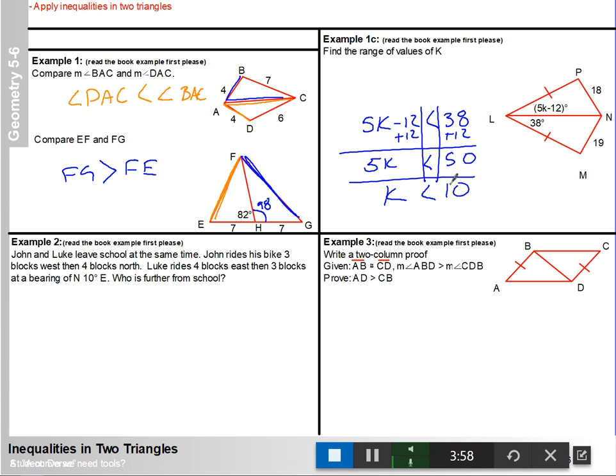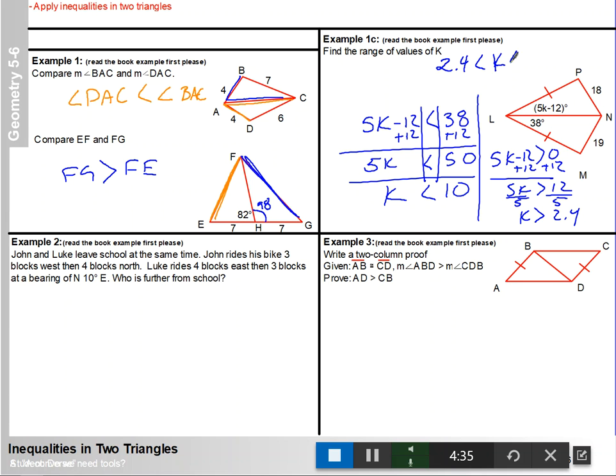But wait, there's more. We also know that we cannot have an angle of 0, which means that 5k minus 12 has to be greater than 0, which means that k has to be greater than 2.4. So the sentence I'm looking for is 2.4 is less than k, which has to be less than 10.